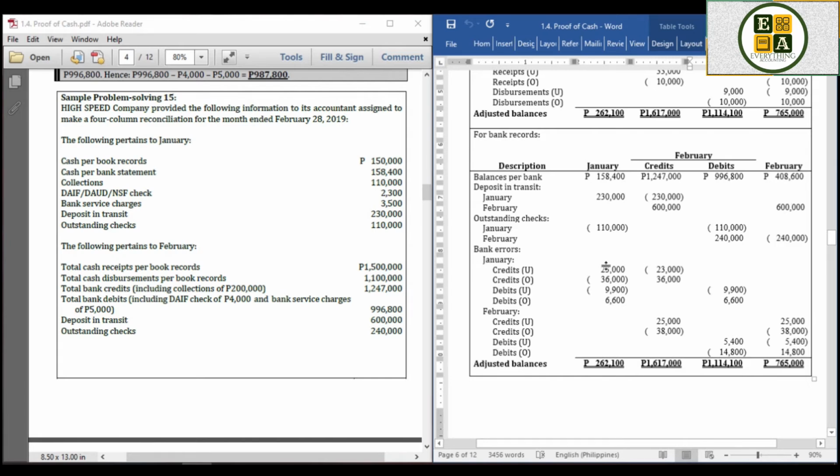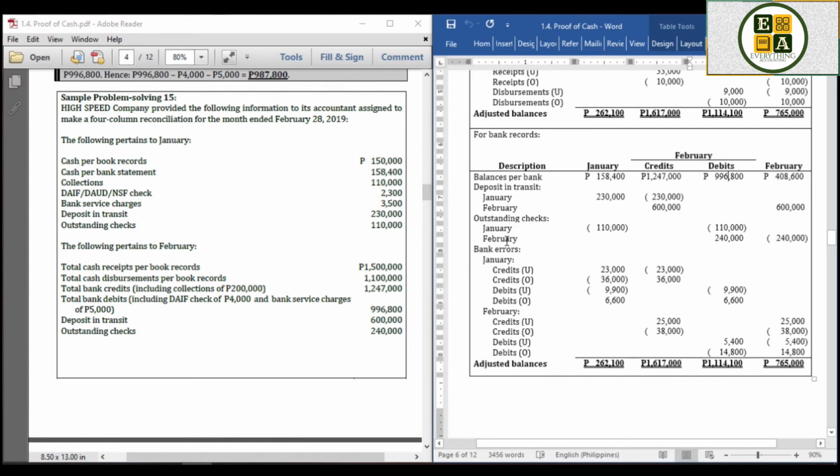Okay? Then yung outstanding checks naman, hanapin si January. Meron tayo ditong 110,000. Bawas tayo dito, 110,000 sa January column. Bawas din tayo dito for debits column kasi naisama siya. Okay? We are referring here for February debits.